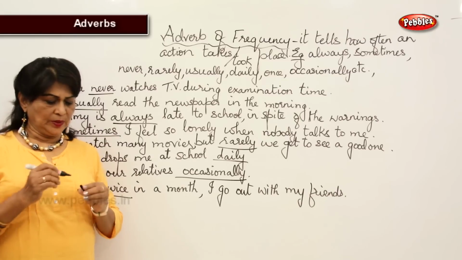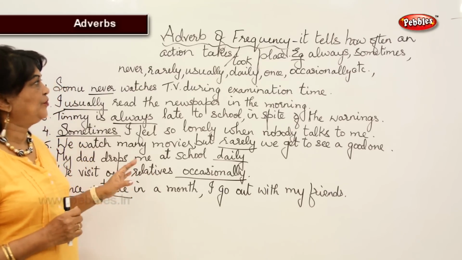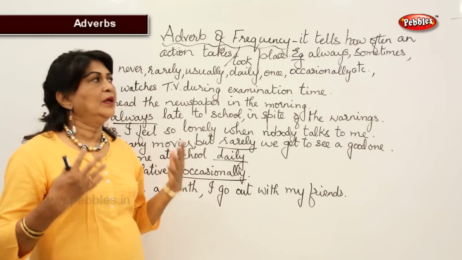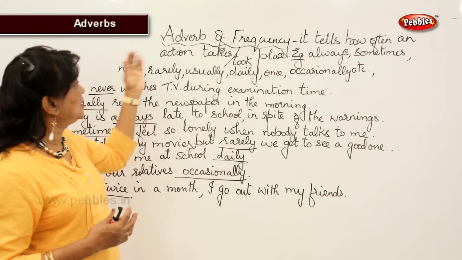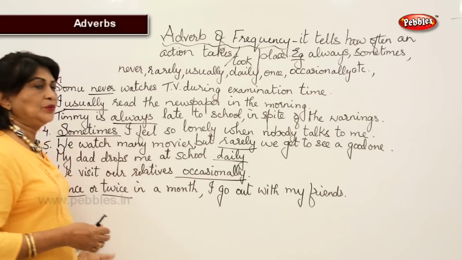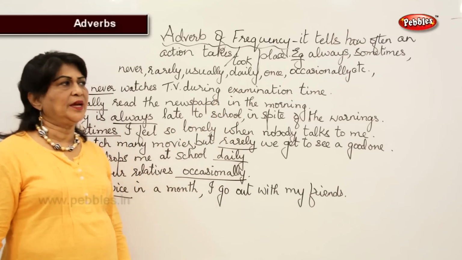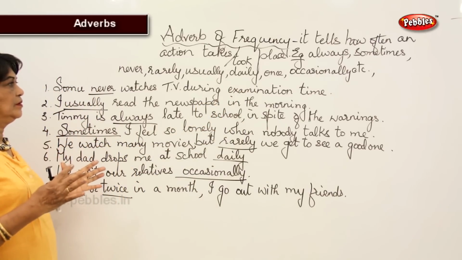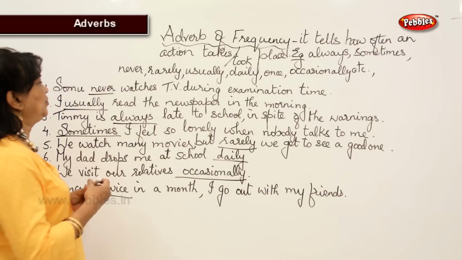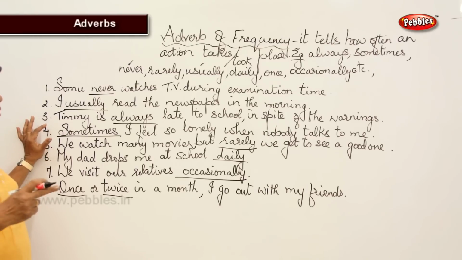Now, if you see the underlined words, these are all adverbs of frequency. Now, you must ask me, why are they called the adverbs of frequency? Because it tells how often an action takes place or how often an action took place. So, these are the words: always, sometimes, never, rarely, usually, daily, once, occasionally, etc. And I have used those words in sentences here. Somu never watches TV during examination time. So, it talks about the frequency, never, that is, he doesn't watch at all. I usually read the newspaper in the morning. It's a very common occurrence, a common frequency.